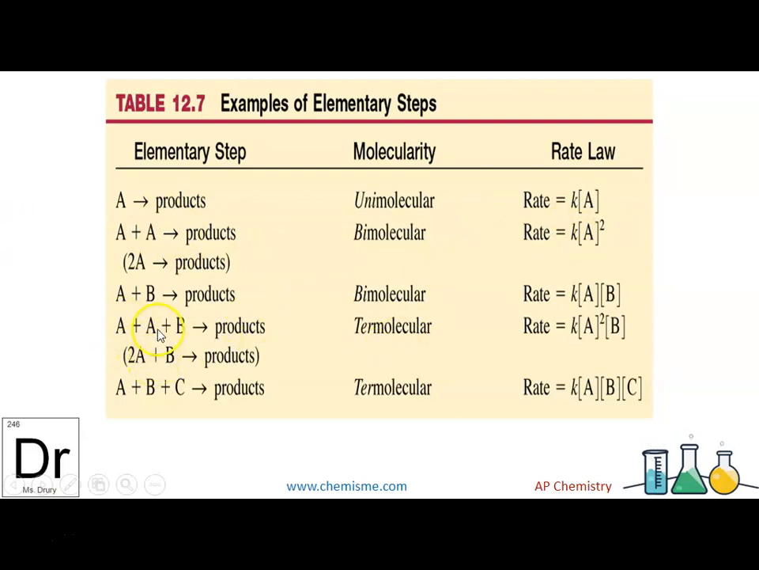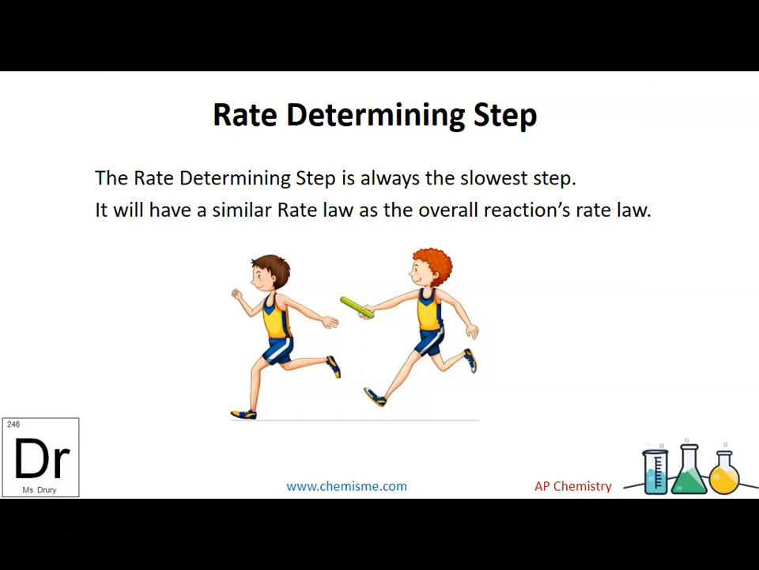Termolecular can mean A and B are reacting, or 2A and B, and therefore you'd look at 2 A's and a B. Or it could mean that there are 3 different things, A, B, and C. Termolecular is probably a little less convenient because they would have to react at the same time with the right orientation and energy, but if it did react, this is what it would look like. So again, the powers are determined by how many there are only in elementary steps. That's really important. And the rate determining step is the slowest of those elementary steps. It will have a similar rate law as the overall reaction rate law.